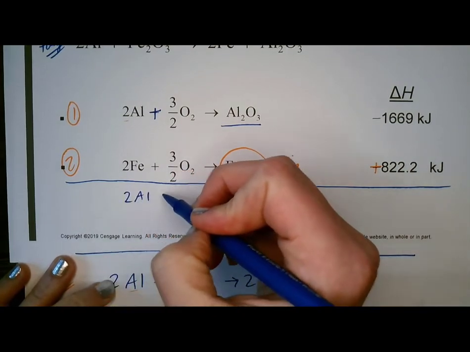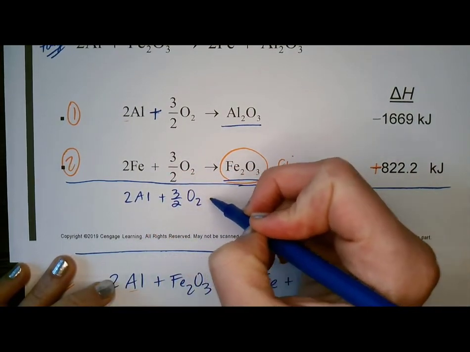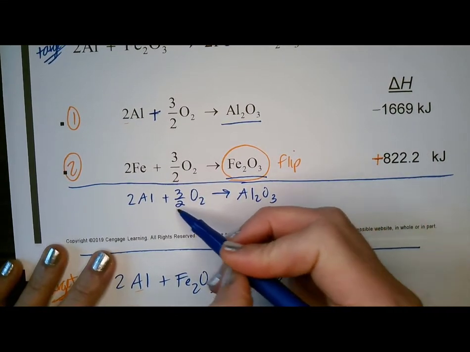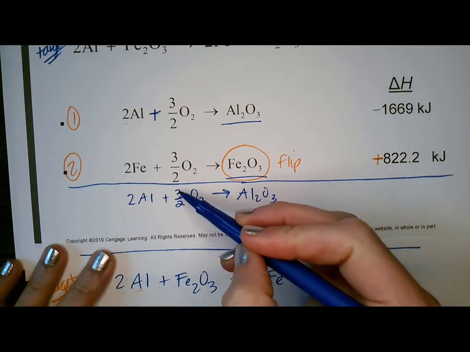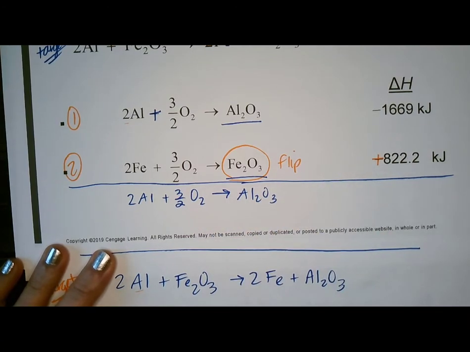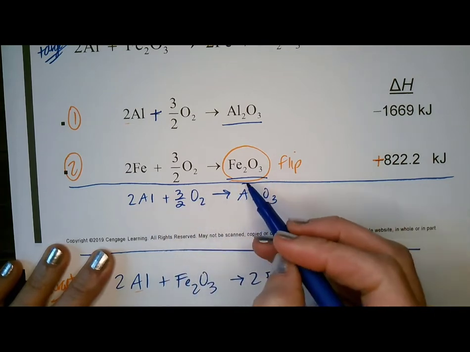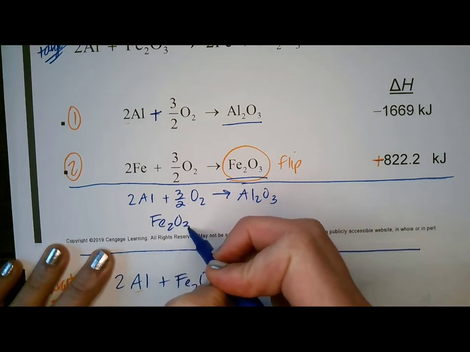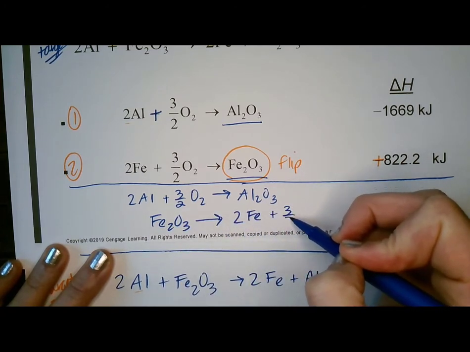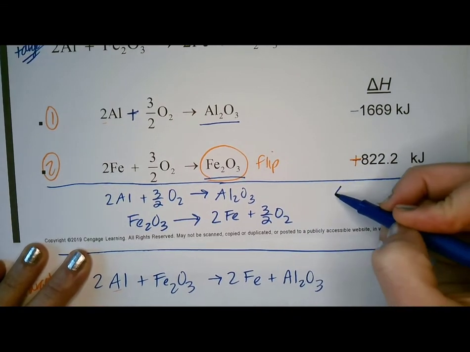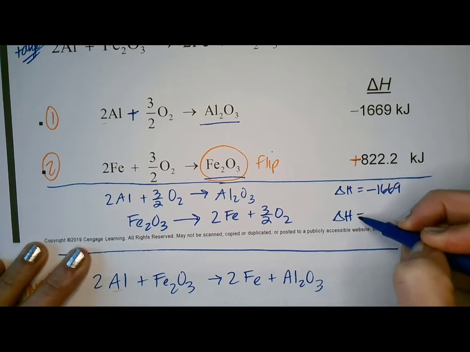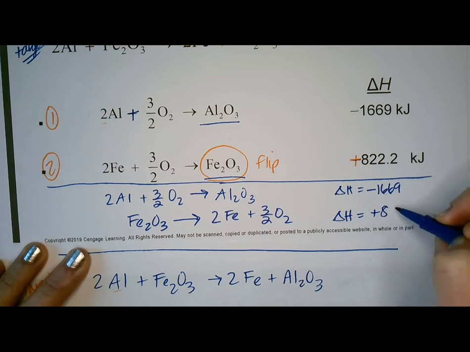So we've got 2Al plus 3 halves O2, Al2O3. You know how I know it was a plus? Because on the left here, if I had 3 halves of O2, that would give me 3 times 2 is 6, 6 divided by 2 is 3, and I have 3 O's on the right, so that would make it balanced. And then number 2, I flipped this, so I have Fe2O3, 2Fe plus 3 halves O2. And then my delta H here, we left the same, negative 1669. And delta H here, I flipped it, so it's plus 822.2.